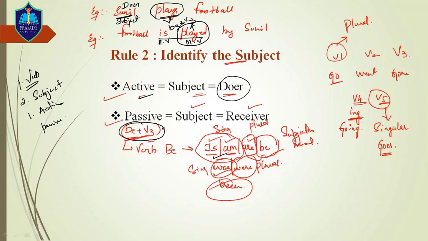So when the statement is in passive, then the receiver will be our subject. Sunil is the doer here. So who is the receiver? What he is doing is the receiver here. So football is the receiver, and football is the subject in this particular example. So we are done with how to identify the subject.